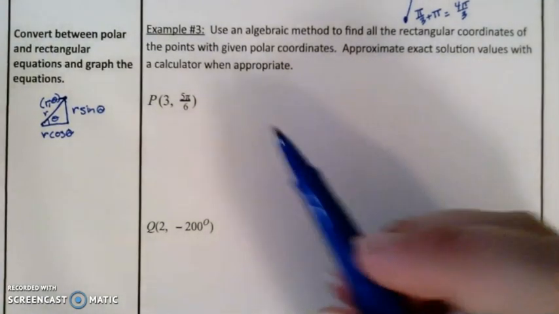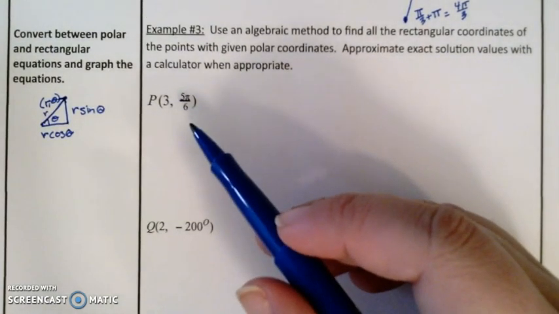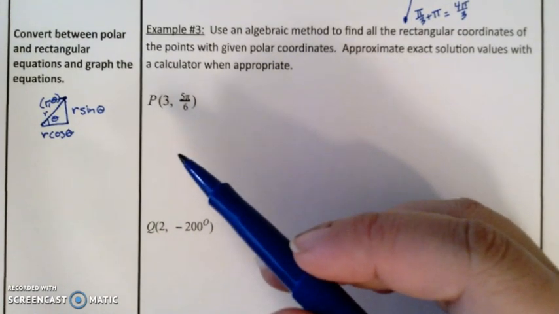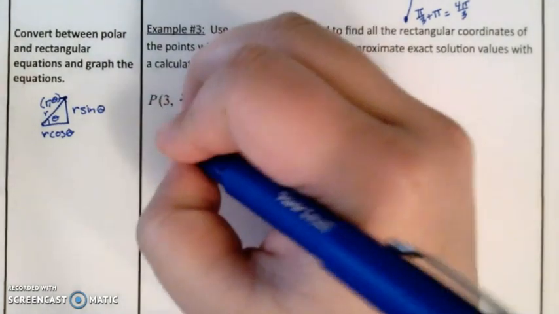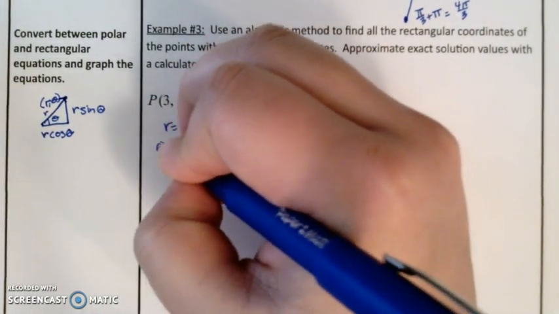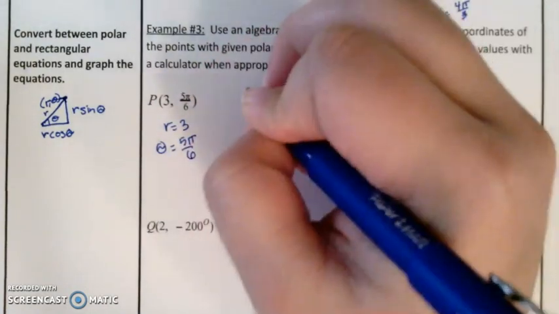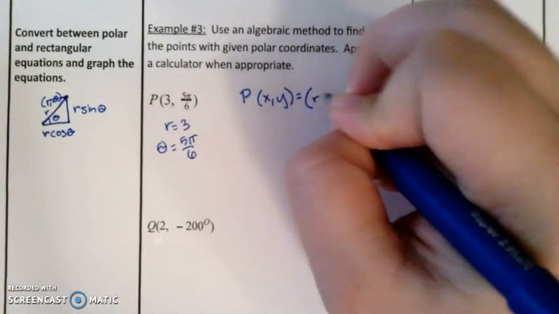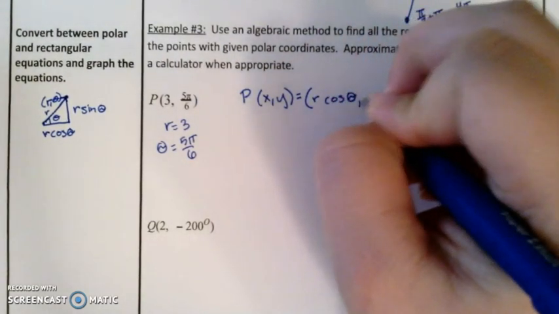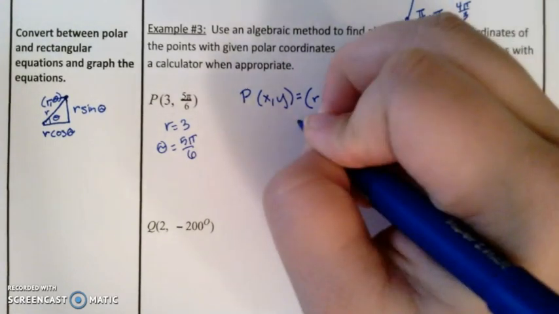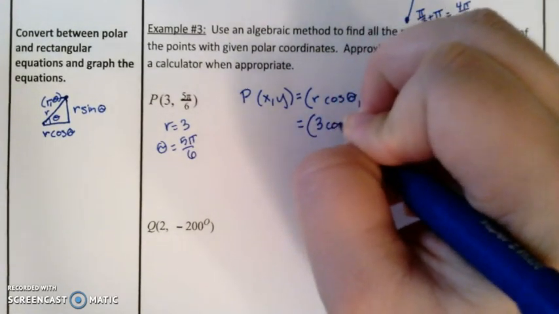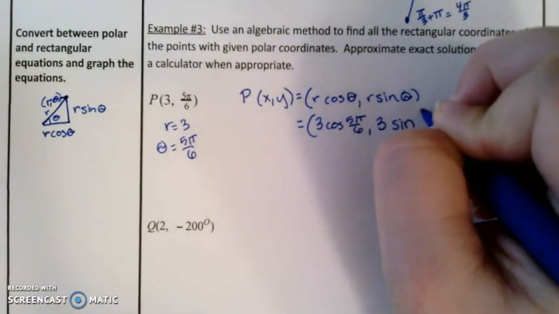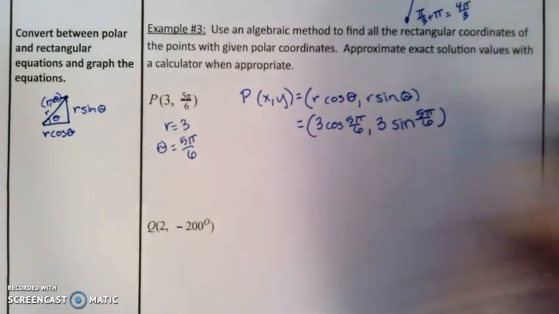So if I'm looking at the point P, 3 comma 5 pi over 6, which is in polar coordinates, and I want to convert that to rectangular coordinates, I need to recognize that r equals 3, theta equals 5 pi over 6, and that P as x comma y equals r cosine theta comma r sine theta, which is 3 times cosine of 5 pi over 6, comma, 3 times sine of 5 pi over 6.